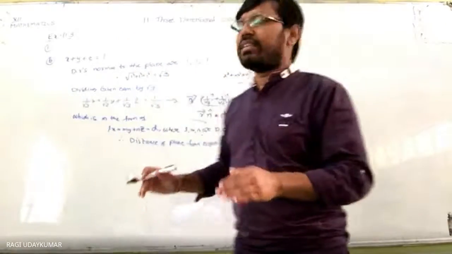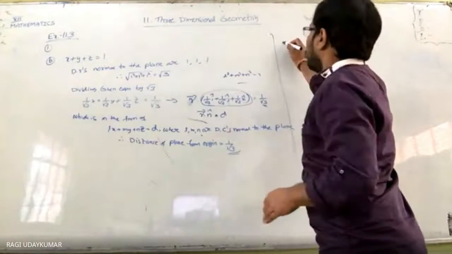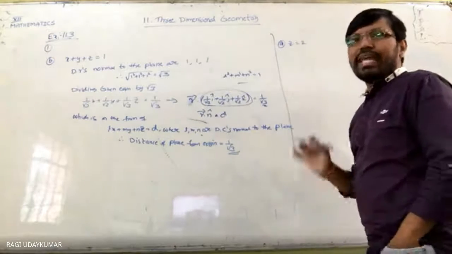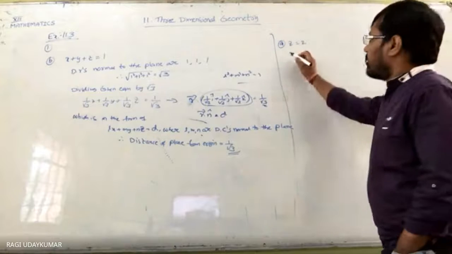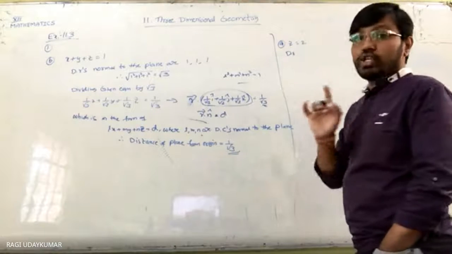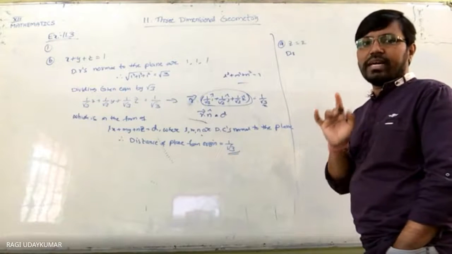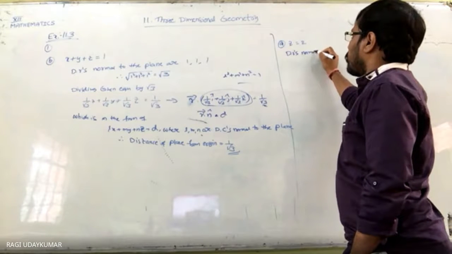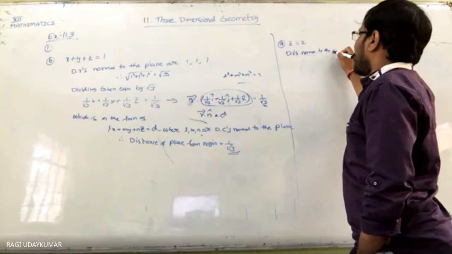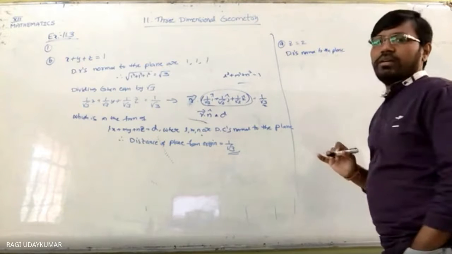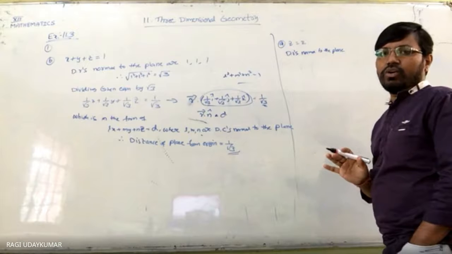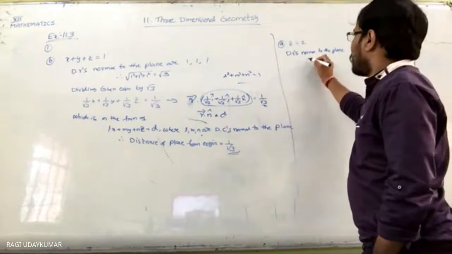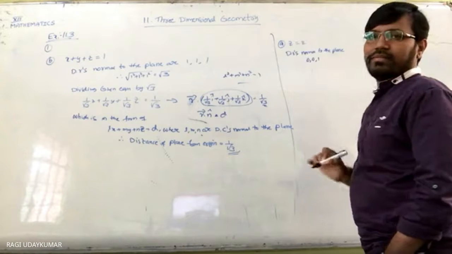The equation is given as z is equal to 2. First A, z is equal to 2. So what are the direction ratios here? DR normal to the plane. Please always write DR is normal to the plane. A plane does not directly have DR, because a vector has it. So the normal to the plane is 0, 0, 1 because there is no x or y.